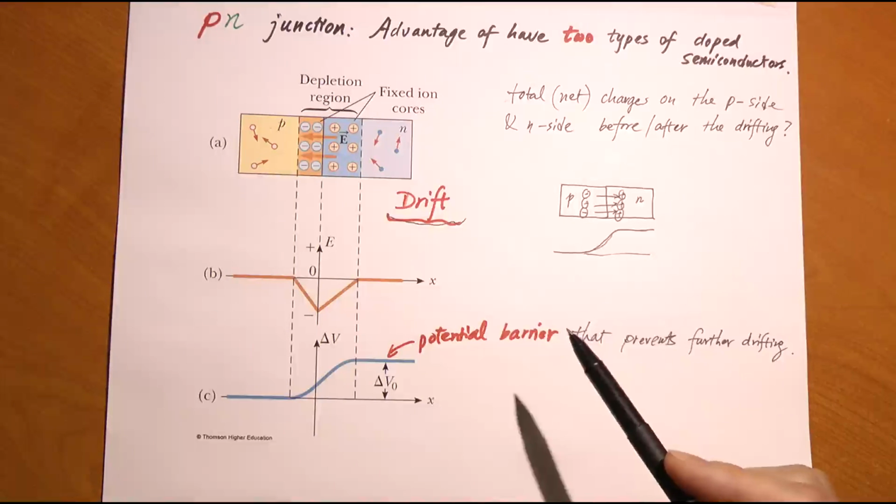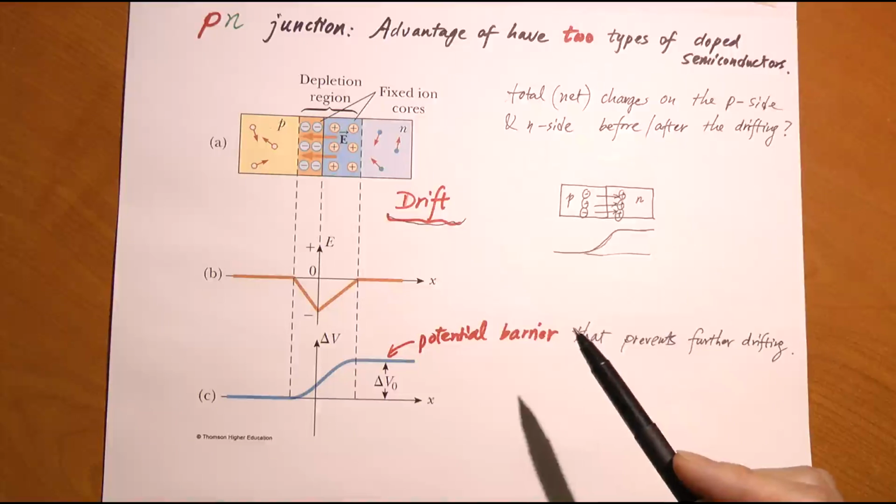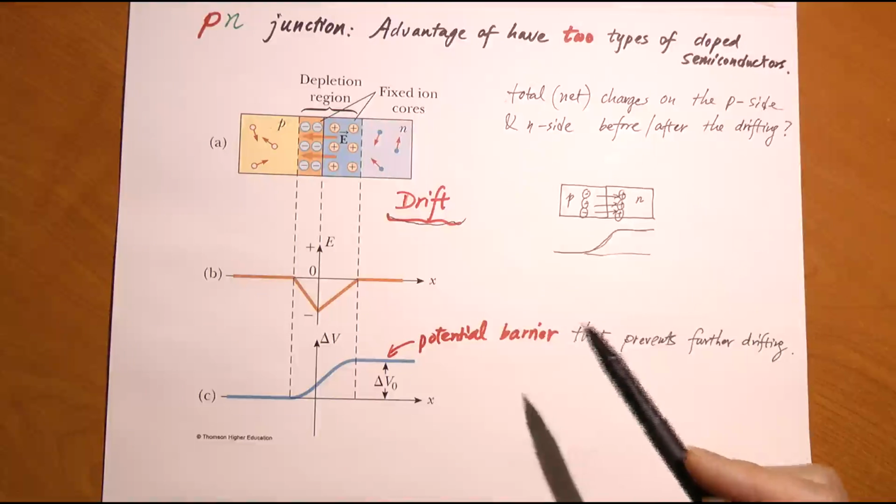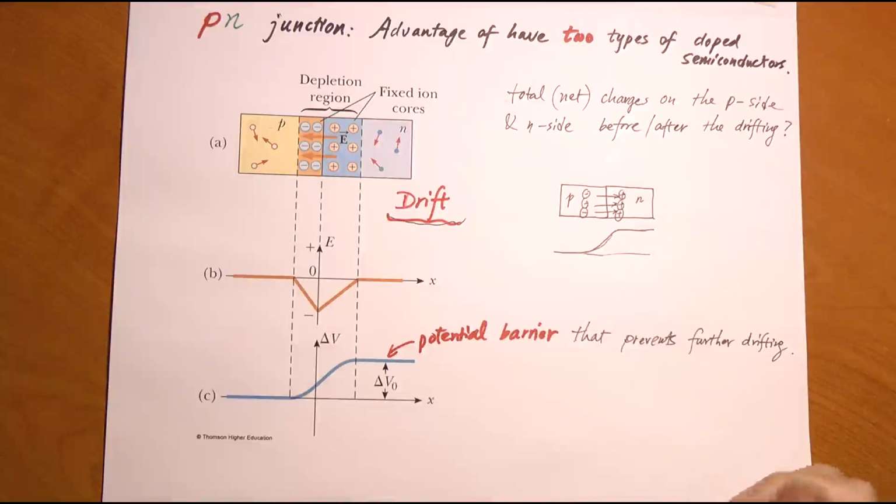How do we take this device and put it to use? Well, we want to connect it to a potential difference. And depending on the polarity of that potential difference, we will get totally opposite results. There are two ways to connect this p-n junction called forward and reverse bias. Let's see.